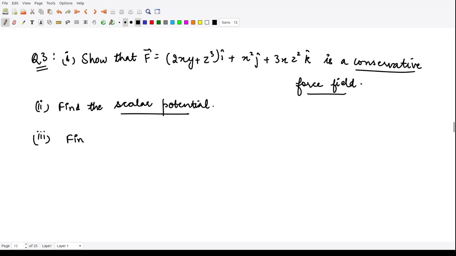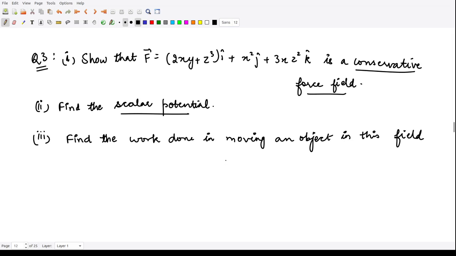In the third part, we are to calculate the work done in moving an object in this field, given the points (1, -2, 1) to the point (3, 1, 4). So this is our question. So let us have a look at its solution.